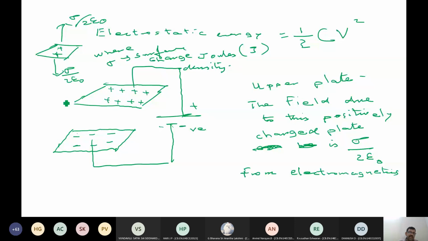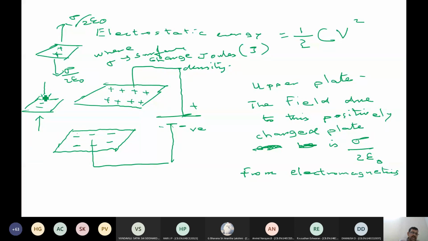Similarly, I have a lower plate which is negatively charged. In this case, must the field line point inward or outward? Inward, sir. Inward. So here it will be pointing downward, towards the plate. So in this case it will be like this. So this is sigma by 2 epsilon naught, and these field lines will point like this. It acquires a negative charge.